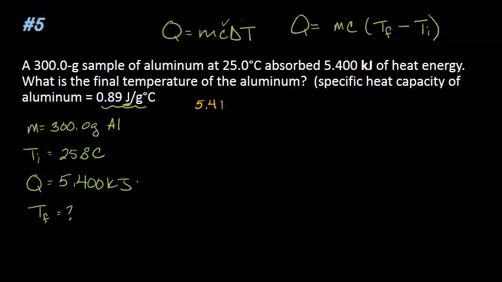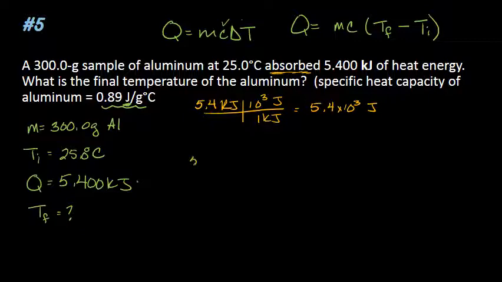So let's go ahead and convert that. 5.4 kilojoules. And for every 1 kilojoule, we have 1,000 joules. So that's 5.4 times 10 to the third joules. And it absorbed, so it'll definitely be positive. Q is positive.